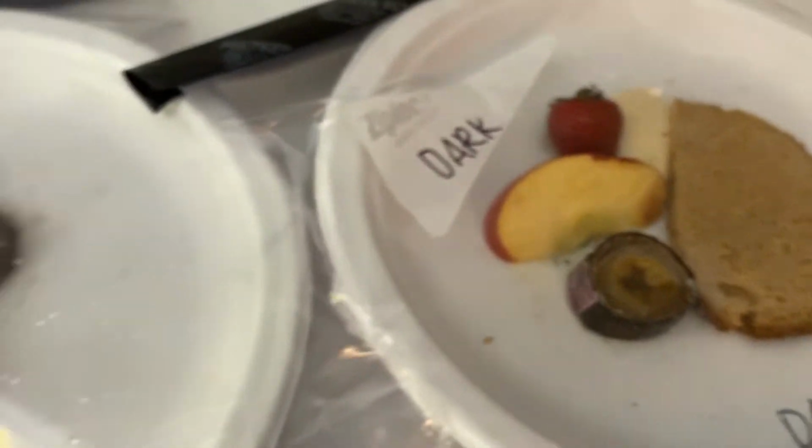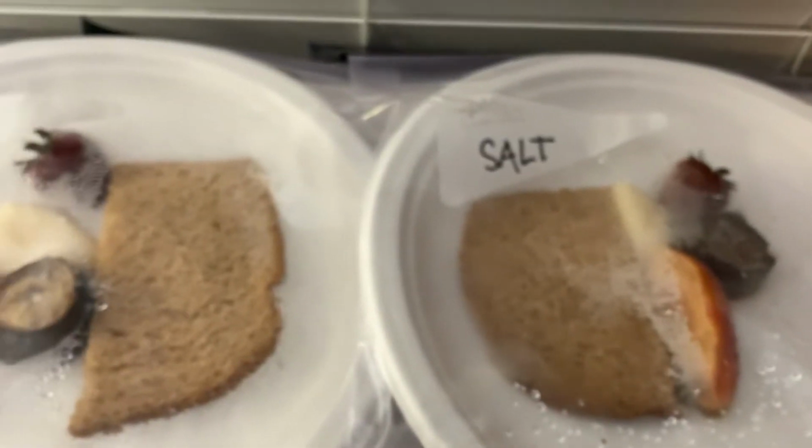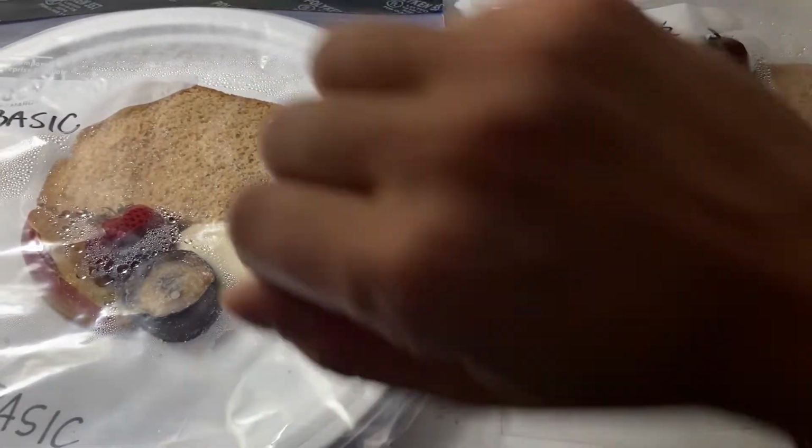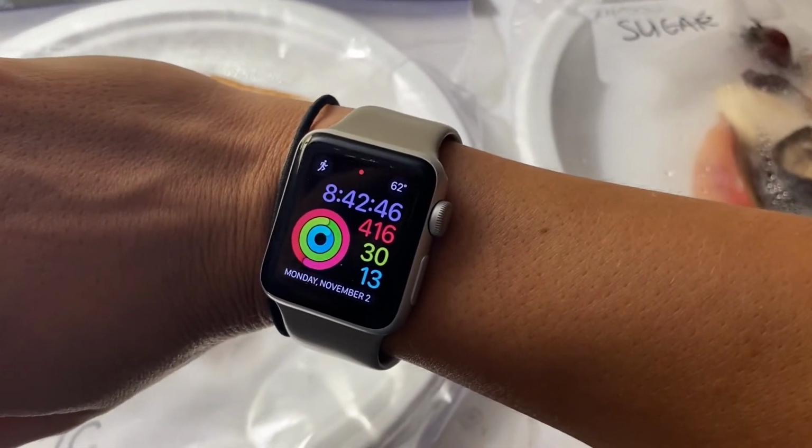Okay, so that does it for day 7. Let's check back tomorrow. We should have some good growth going. Okay, it's day 8. 8:42, Monday, November 2nd.